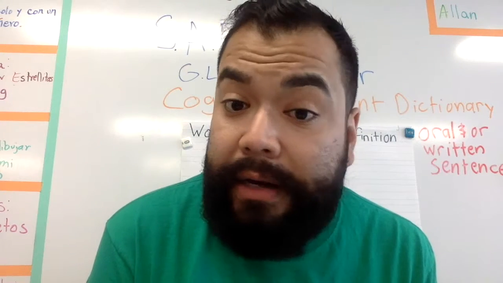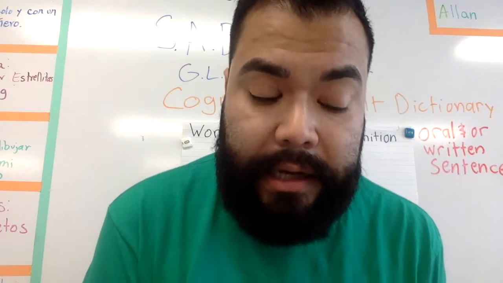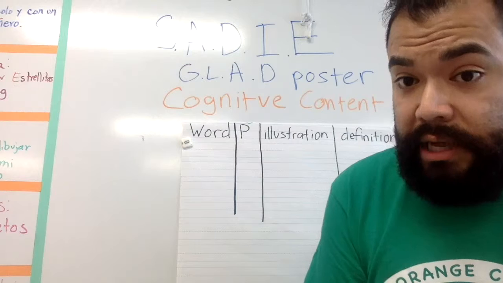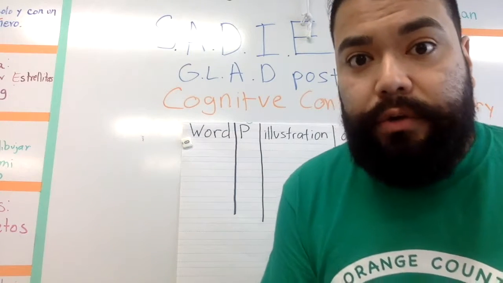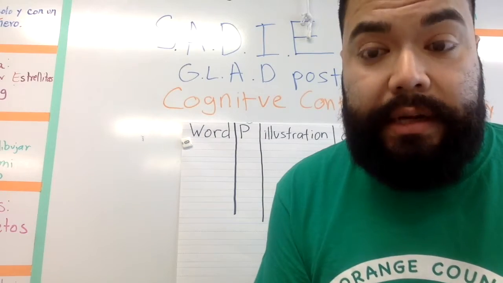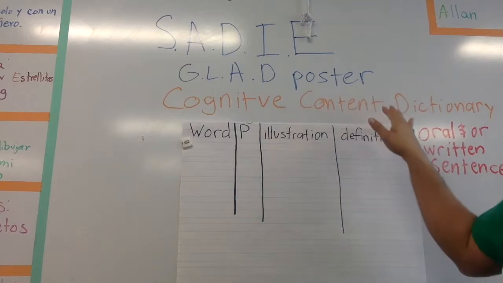I'm going to go ahead and use something I have found from the GLAD project. Now, GLAD stands for Guided Language Acquisition Design. So I'm going to go ahead and show you what a GLAD poster would look like. And specifically, I'm going to use it as a cognitive content dictionary.